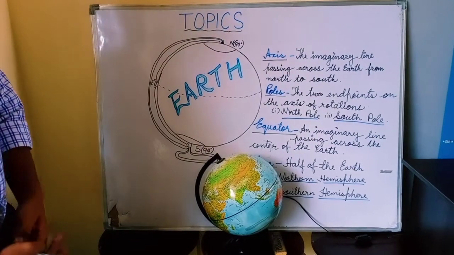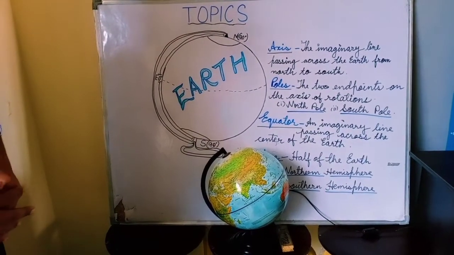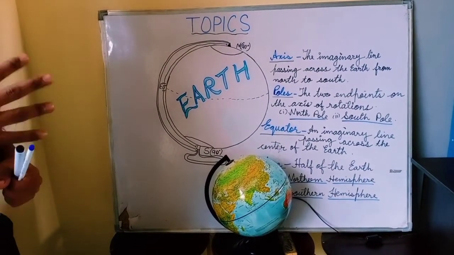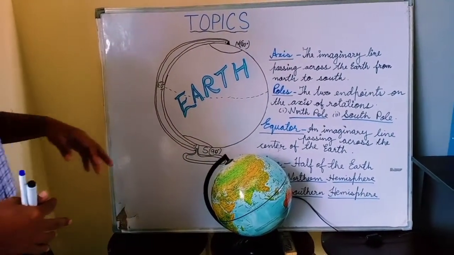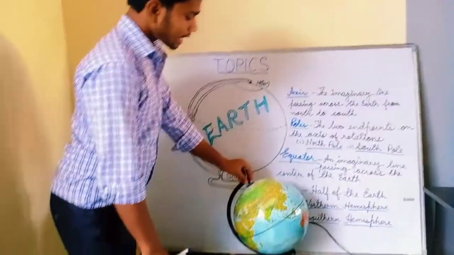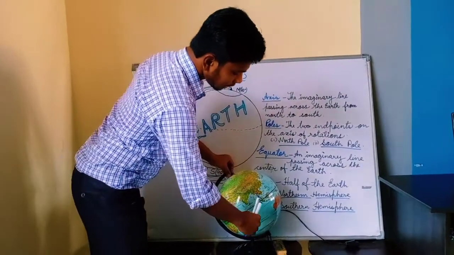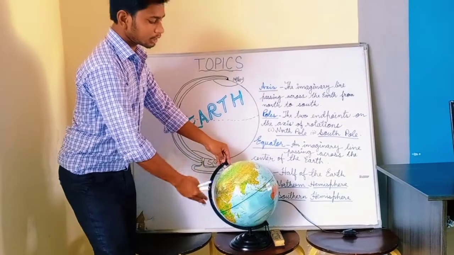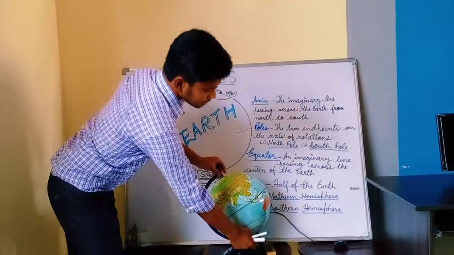In the previous class, I explained to you about the globe. That globe indicates our Earth, and our Earth is divided into certain parts. What are the parts we will see in this globe? First, we will see the axis. The axis is an imaginary line which goes inside the Earth, and the Earth rotates on that axis line. This is called the axis point.